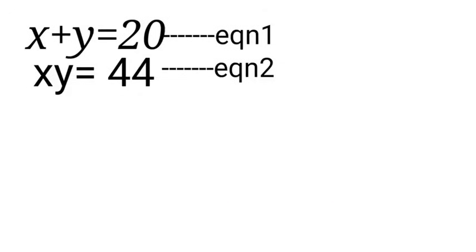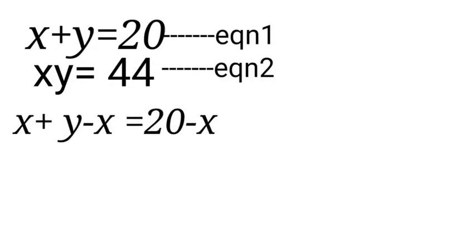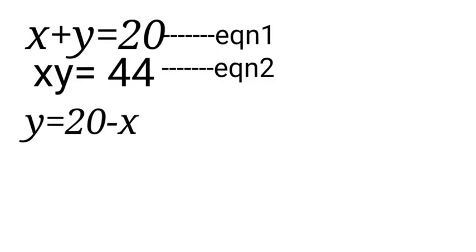From equation 1, x plus y equals 20. So to make y the subject here, we have to subtract x from both sides of this equation. So we have x plus y minus x equals 20 minus x. So y will be equal to 20 minus x.